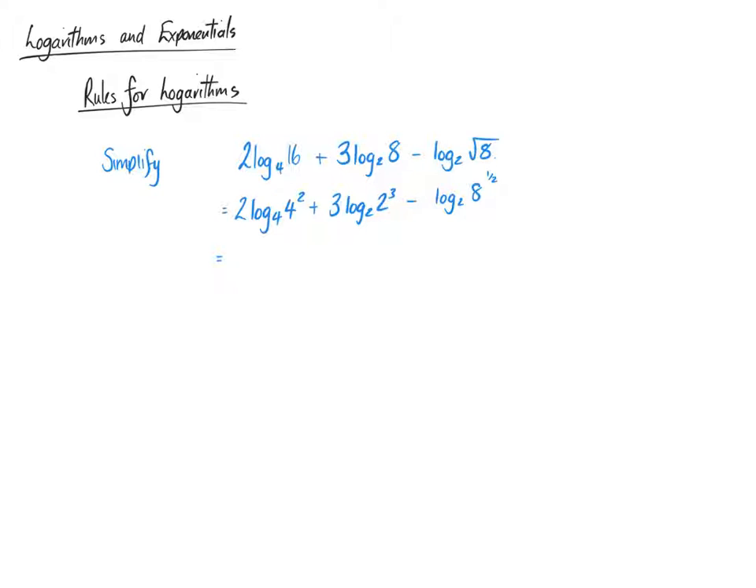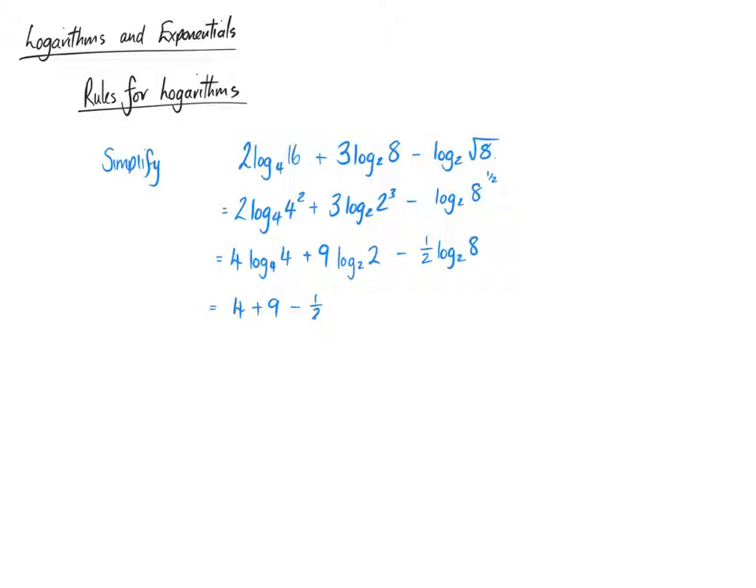So then we can take these down. 2 times 2 gives us 4 log to the base 4 of 4, plus 3 times 3, which is 9, log to the base 2 of 2, and then minus a half log to the base 2 of 8. Okay, we're getting there, not quite yet. So we have 4 here because it's just 4 times 1, plus 9. So we've got rid of those first 2 logs, but the last one we need to deal with.